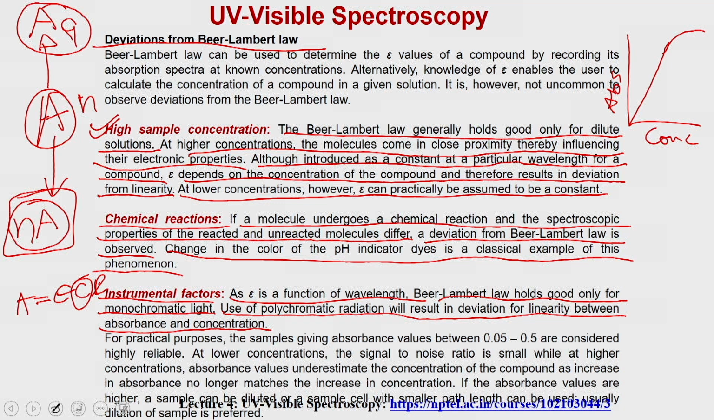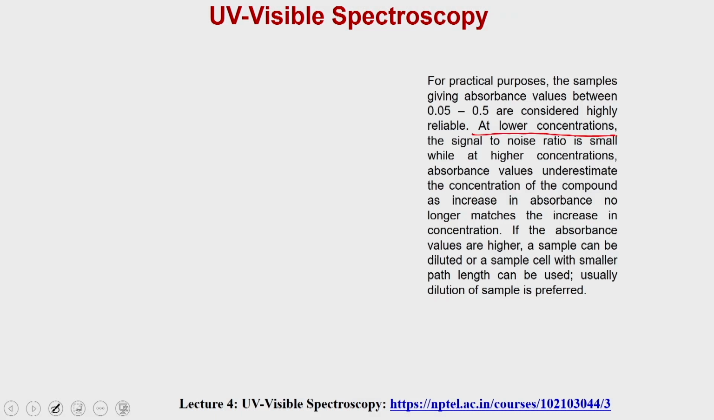That is why it is recommended for practical purposes that you do a measurement only in the range of 0.05 to 0.5. At lower concentrations, the signal to noise ratio is small, while at a higher concentration the absorbance value underestimates the concentration of the compound, as the increase in absorbance no longer matches the increase in concentration.